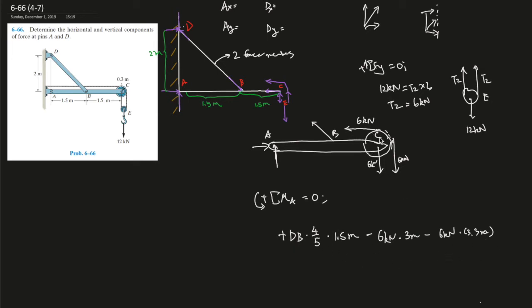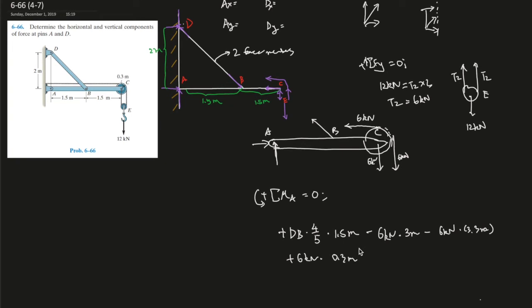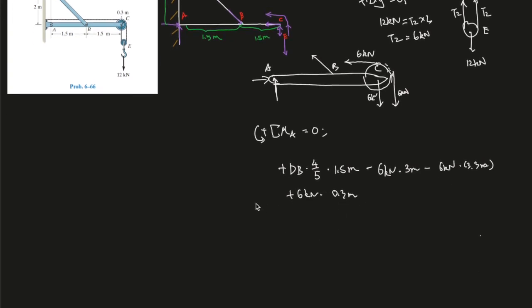And this force over here is creating a counterclockwise direction, right? It's going this way, and the distance from here to here, that is 0.3 meters. So plus 6 kilonewtons times the 0.3 meters, right? And here we go. Let's simplify and solve for dB. Plug everything into your calculator.